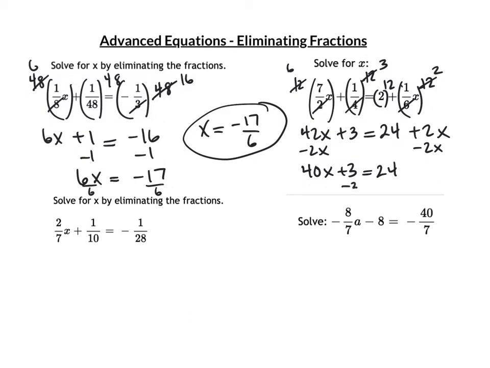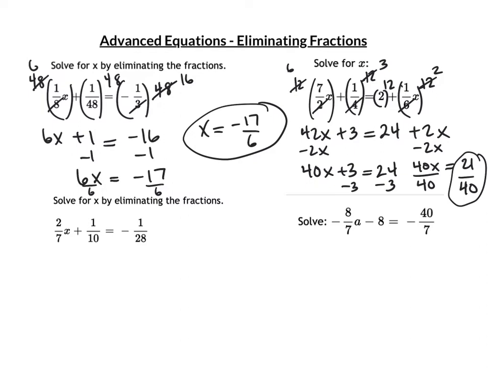Now I'll subtract 3, and I get 40x equals 21, and I'll divide by 40. Now, 21 over 40 is my answer. Is there any common factors? Well, the only factors of 21 are 1 and 21, but 3 and 7, and none of those divide into 40. So my answer is 21 over 40. Ran out of room there.